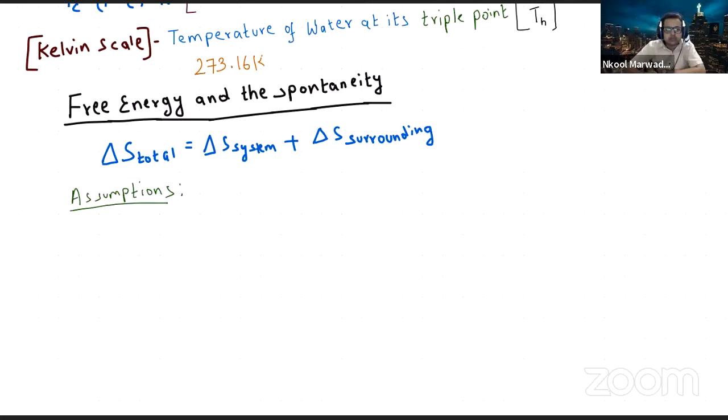So first assumption. The system is in thermal equilibrium with its surrounding at the temperature T. So the system has to be in thermal equilibrium.